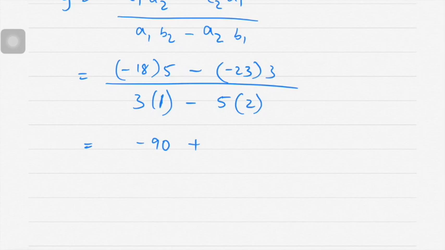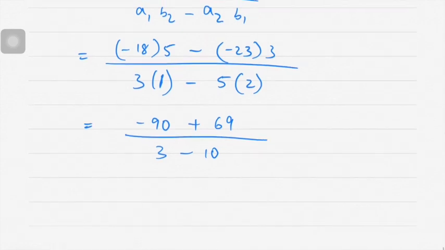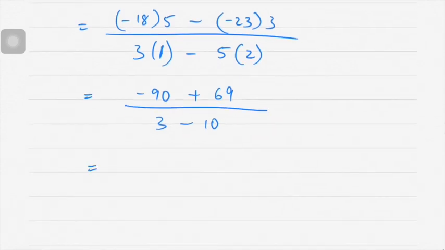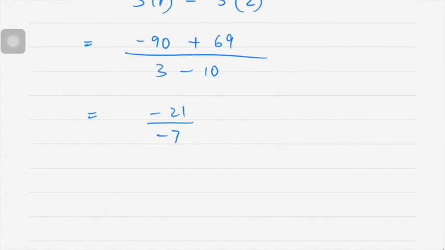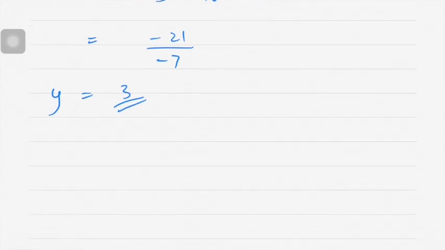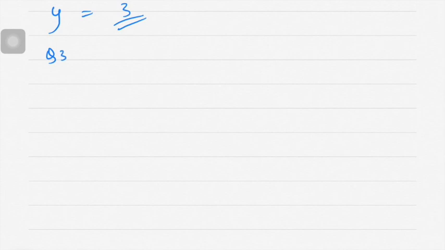So 18 into 5, 90, minus minus plus, 23 into 3, 69. 3 minus 10. Minus 90 plus 69, minus 21. 3 minus 10, minus 7. So minus minus cut. 7 ones are 7, 7 threes are 21. So y is equal to 3. Got it? So let's solve the next problem. This would be the last problem of the day.